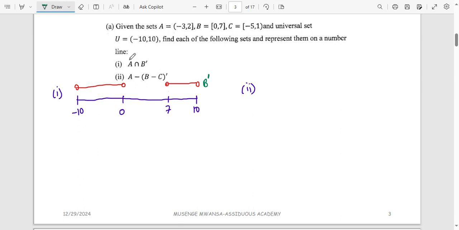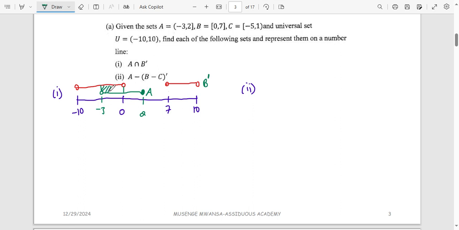Okay. And then since we have found B complement, now we are going to bring our A. So A is running from negative 3 up to positive 2. At negative 3, it's supposed to be open. At positive 2, it's supposed to be closed. This is A. We want where the set A, which is in green, is intersecting with the set B complement, which is in red. So where are they meeting? Can you see that it is from here up to here? That's the only point where they're meeting.